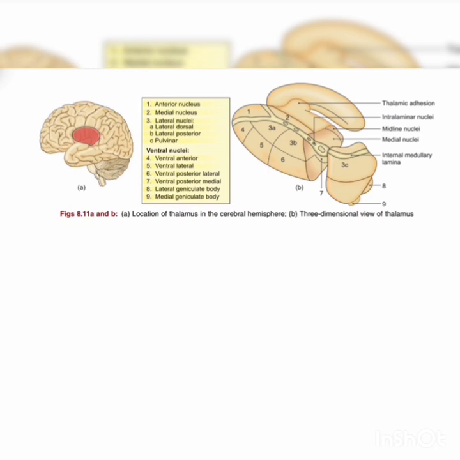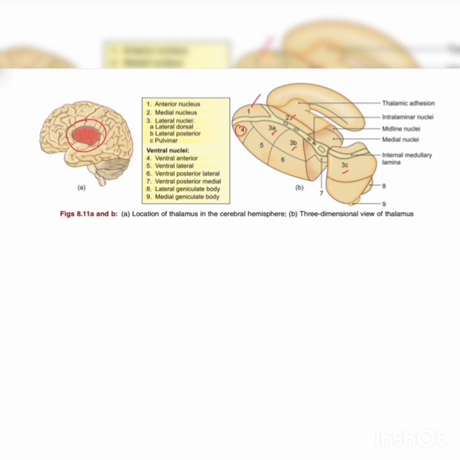Coming to the various parts of thalamus, this is the location of thalamus inside the brain. We will now see various nuclei inside the thalamus. This is the anterior nuclei. Number 2 is the medial nuclei. Number 3A, B and C are lateral nuclei. Fourth one is ventral anterior.